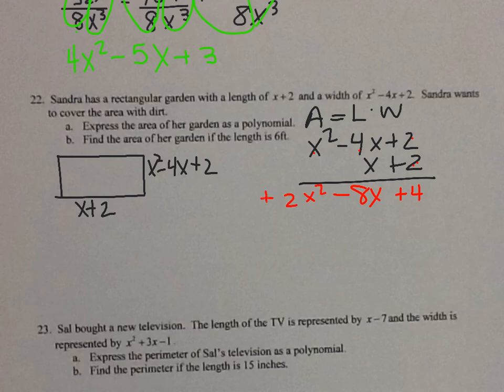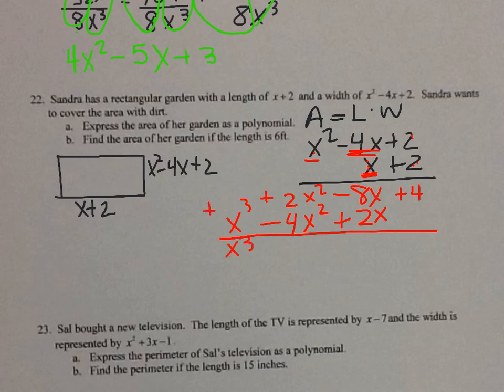Put the sign down. Now we're going to work with the x. X times 2 is positive 2x. Put it right underneath the negative 8x. X times negative 4x is negative 4x squared. Watch the sign. Put it right underneath the other x squared. X times x squared is x to the third. Now I add them straight down. X to the third. 2x squared minus 4x squared is negative 2x squared. Negative 8x plus 2x is negative 6x, and then I have plus 4, and this is your area as a polynomial.